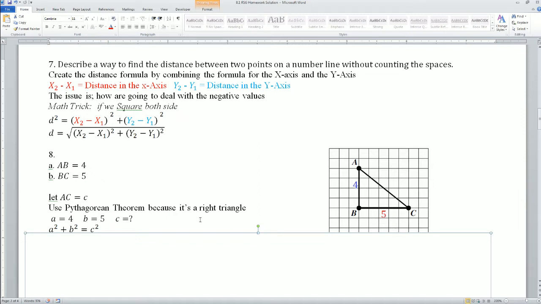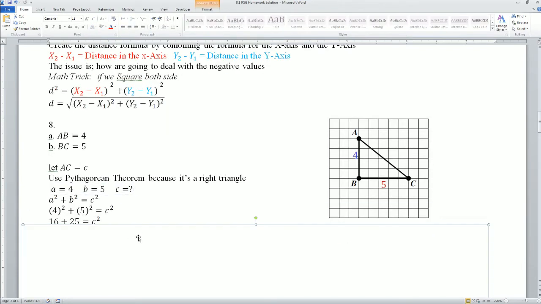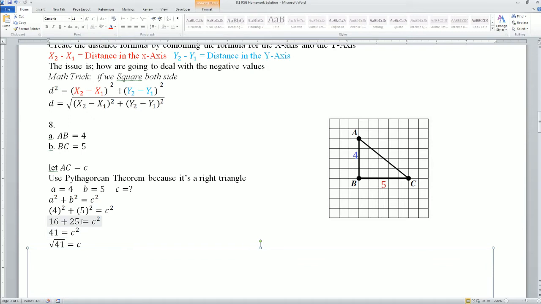Hence, it can be a right triangle. A is 4, B is 5, and C, which is defined as AC, is what I'm going to label as my C, or my hypotenuse unknown. A squared plus B squared equals C squared. Make the substitution in. 4 squared plus 5 squared equals C squared. 16 plus 25 equals C squared. 16 plus 25 is 41, equals C squared.